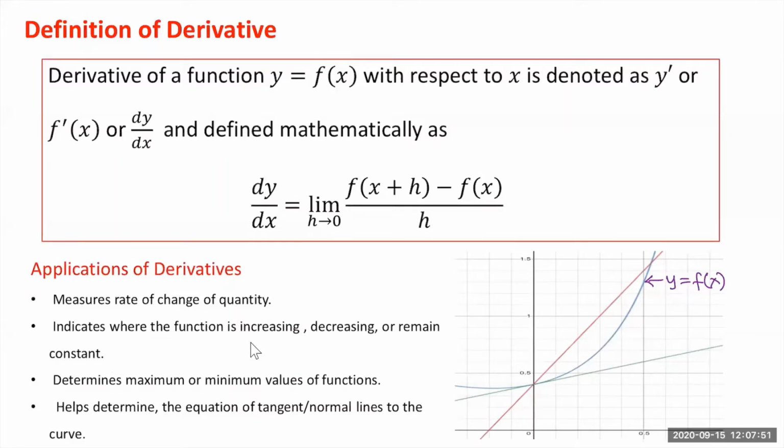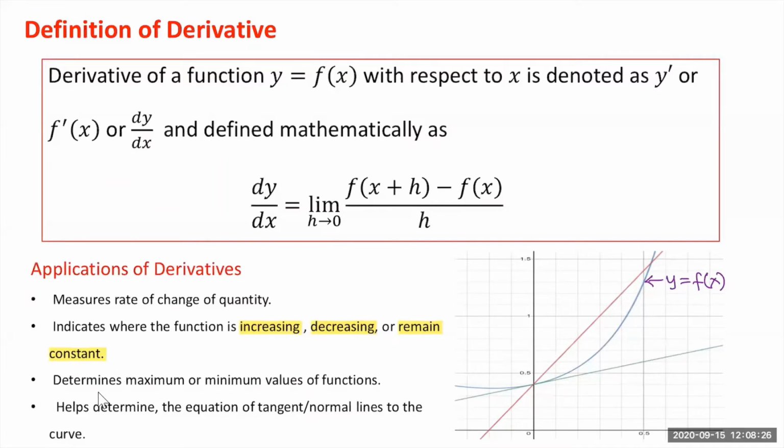Using the derivative, we can also find where the function is increasing, where the function is decreasing, or where it remains constant. If the derivative is positive, the function is increasing. If the derivative is negative, the function is decreasing. And if the derivative is 0, the function remains constant. So derivative is used to indicate where the function is increasing, decreasing, or remains constant.